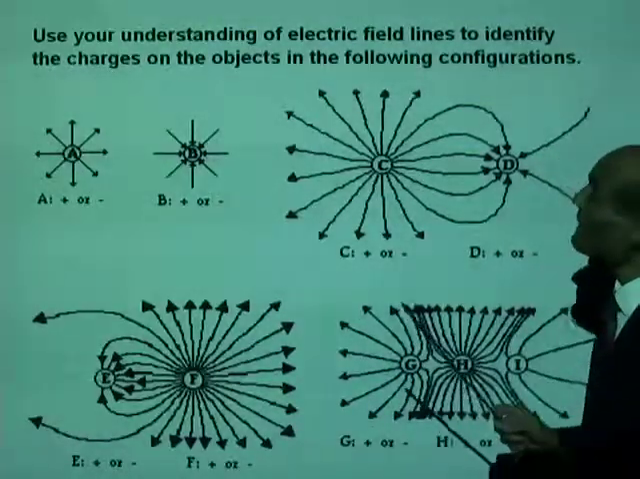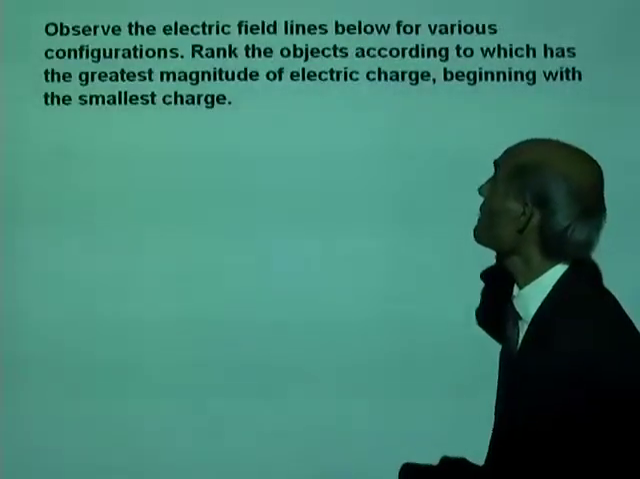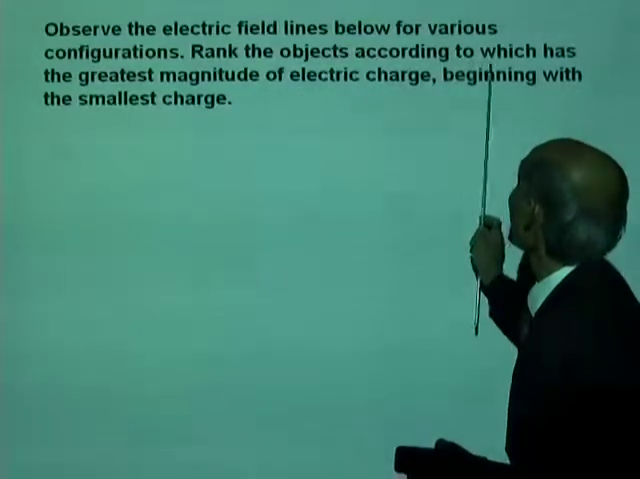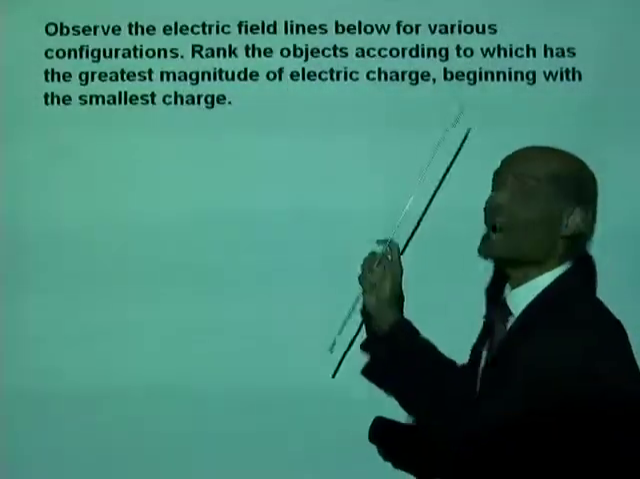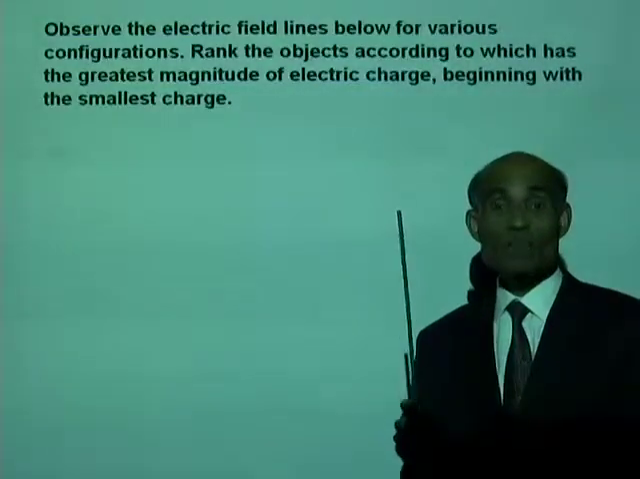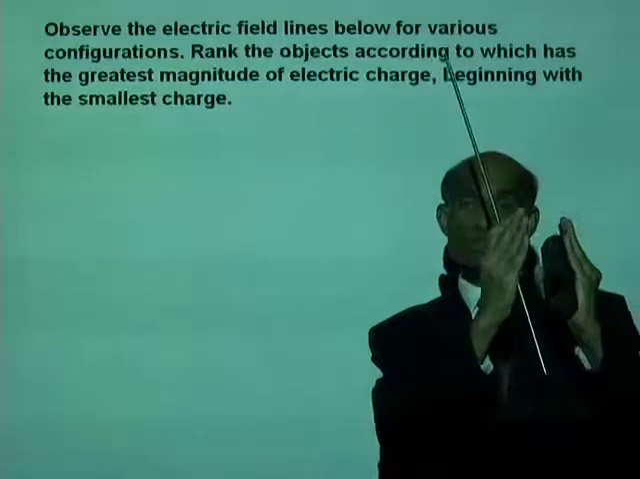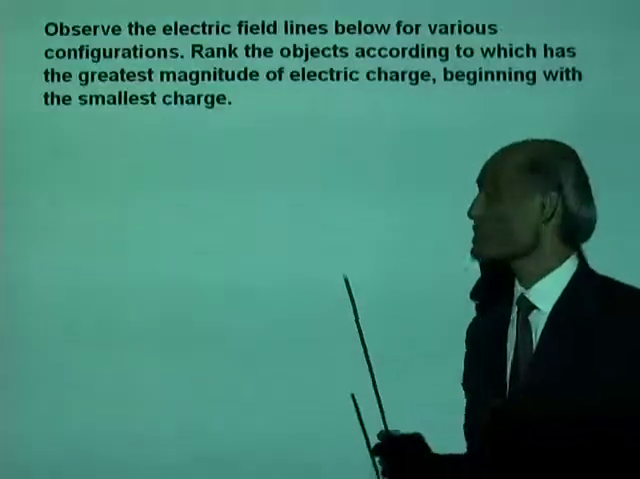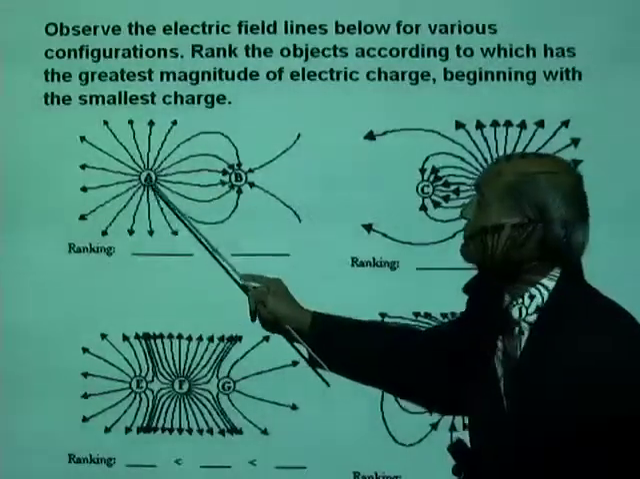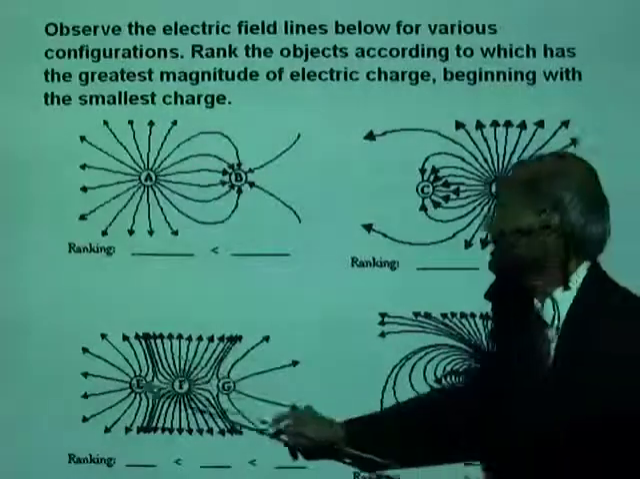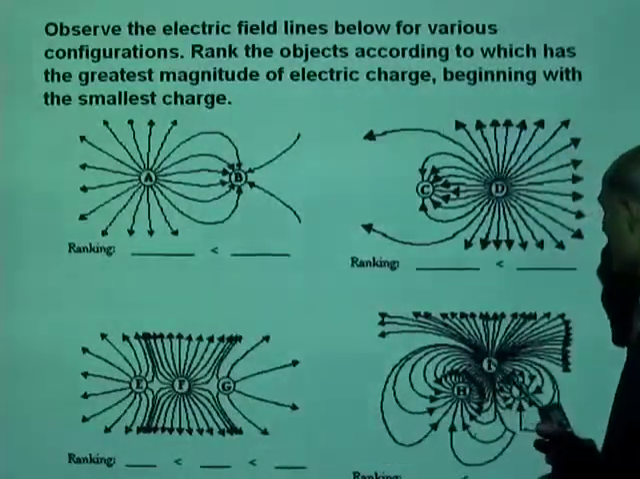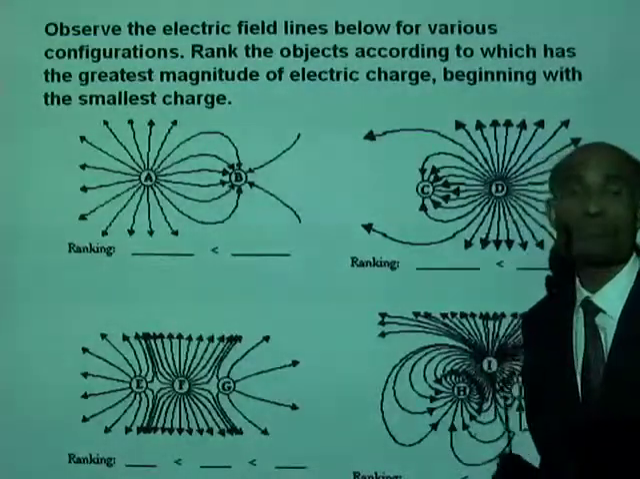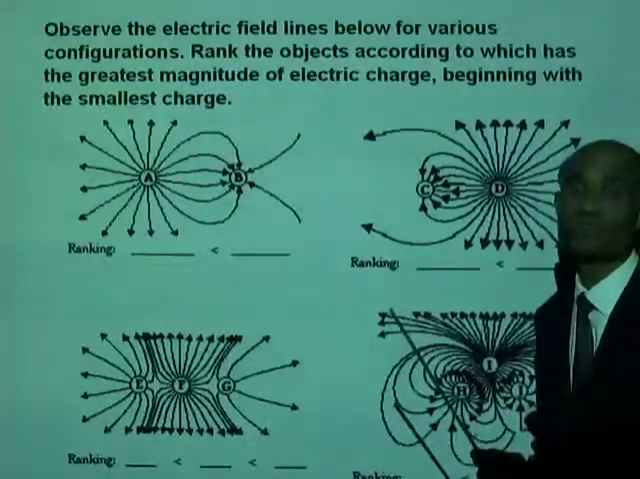And finally, observe the electric field lines below for various configurations. Rank the objects according to which has the greatest magnitude of electric charge, beginning with the smallest charge. So you put the smallest first and then go in the order of increasing amount of charge. Alright, we got objects A, B, C, D, E, F, G, H, I, J. You got to say which has the greatest amount of charge in each of those.